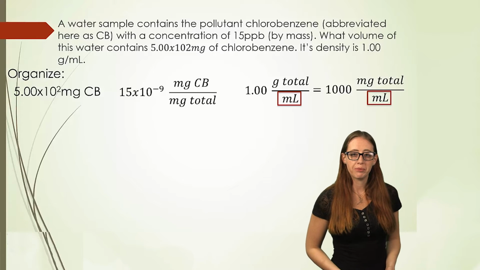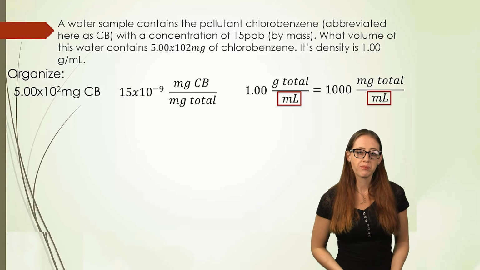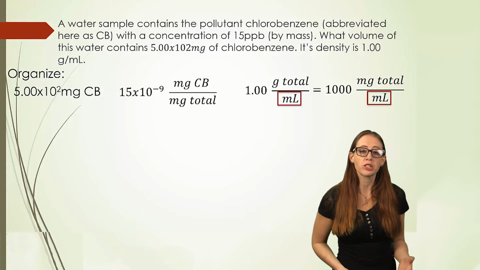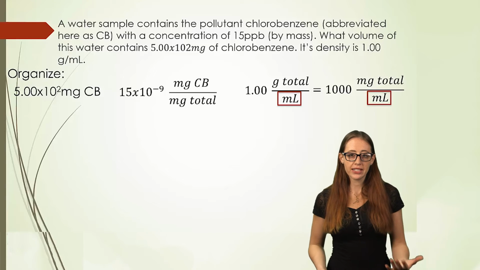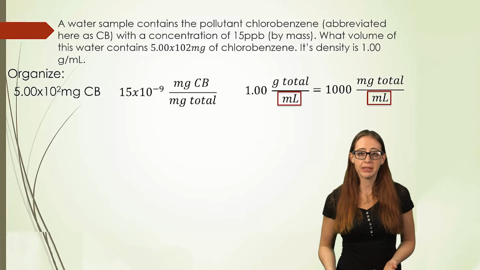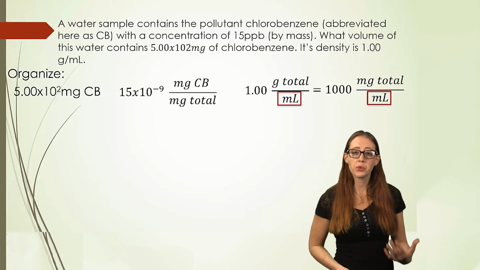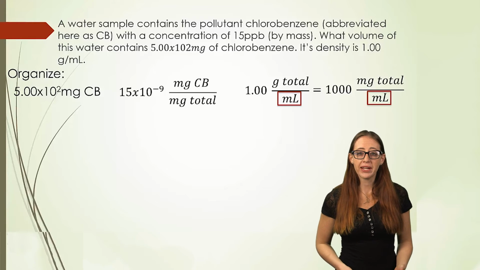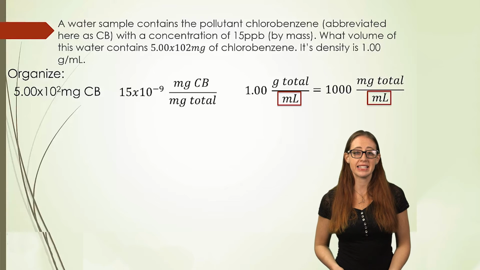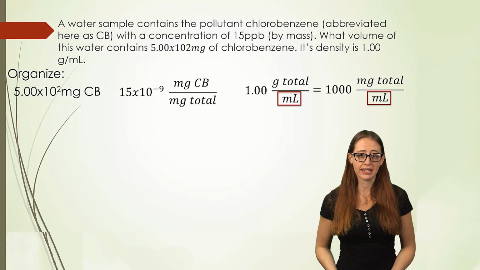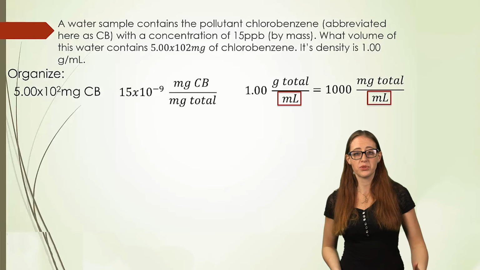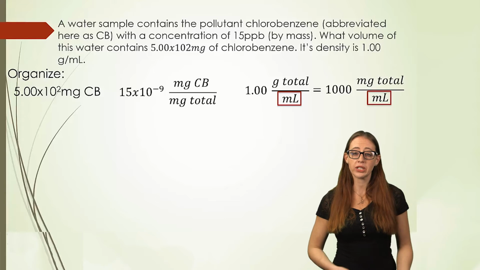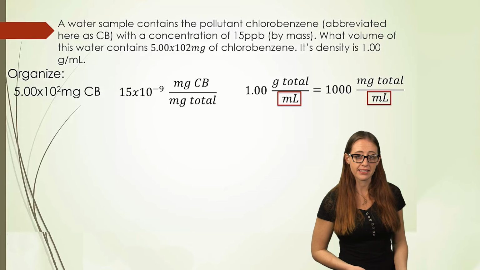Let's do another example. Here we have a pollutant in water. Pollutants generally have a very low concentration, so we can use ppb or ppm. When we organize our data, we can convert the parts per billion into a more useful unit. So we know that we want to figure out how much water has 5 times 10 to the second milligrams. And we have the 15 times 10 to the negative 9th milligrams of chlorobenzene over the milligrams total. That's where that number came from. I just converted ppb into a unit that's more easily able to be used for dimensional analysis.